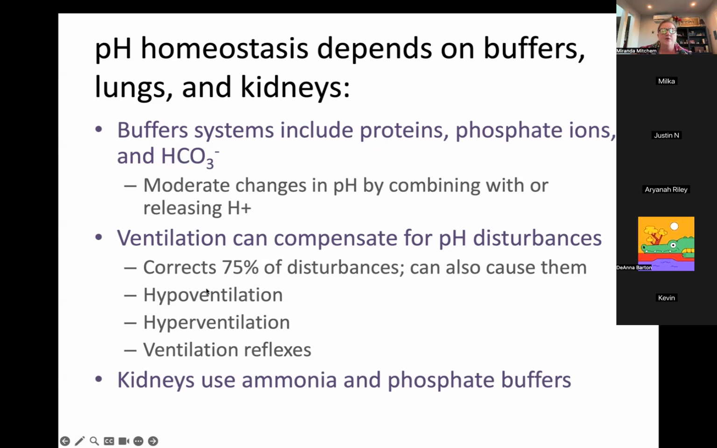75% of pH disturbances are compensated by the respiratory and cardiovascular system. So most of them are not handled by the kidneys, because those are short-term changes in pH, whereas when the kidneys are involved, we're looking at more of a long-term correction or regulation. The kidneys do it by making different salts. They can make ammonia, which is then released in the urine. It's part of what gives urine its smell. And then also by making phosphate buffers, which are passed out in the urine as well.